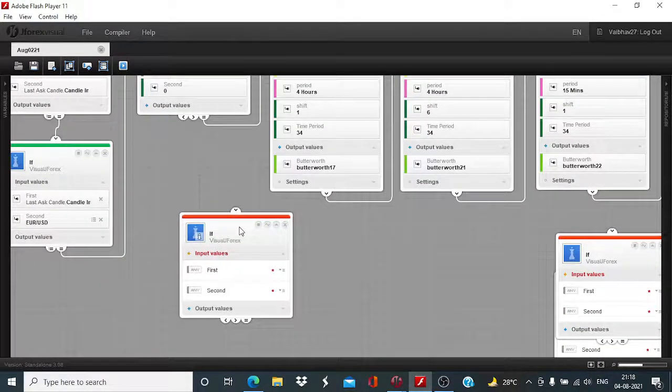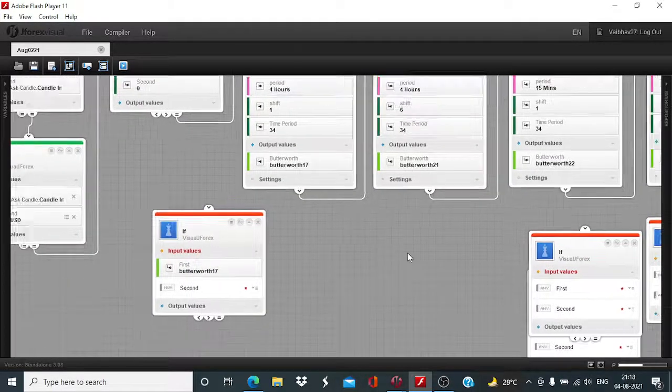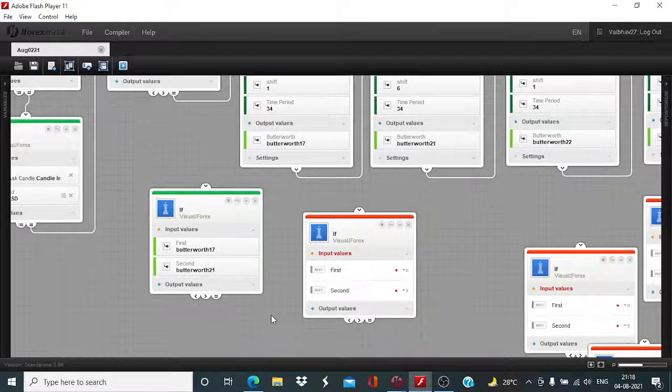Butterworth output of last 4 hours should be lower. So we need Butterworth 17 to be less than Butterworth 21. First input less than second input.